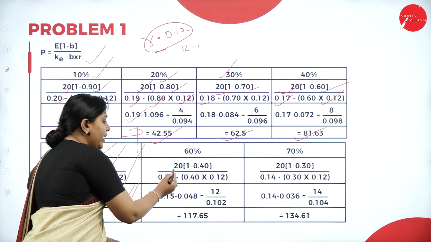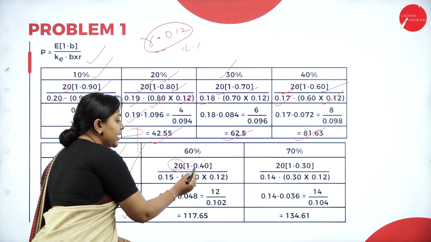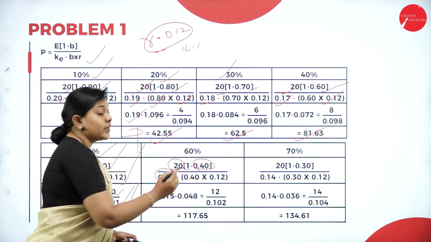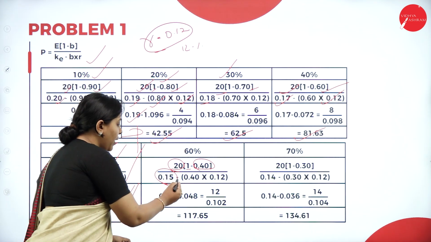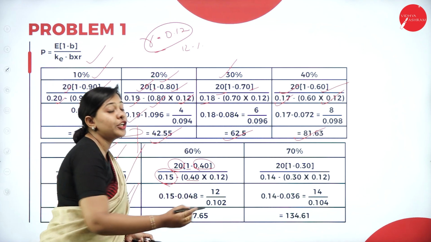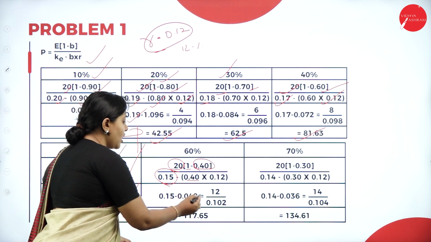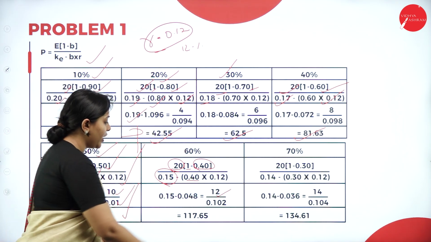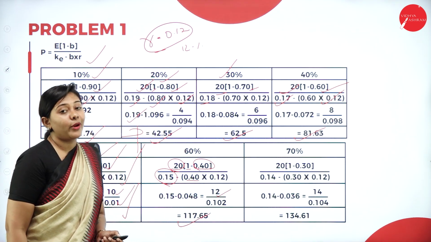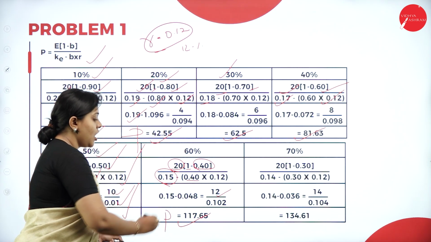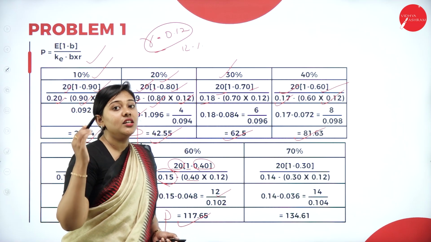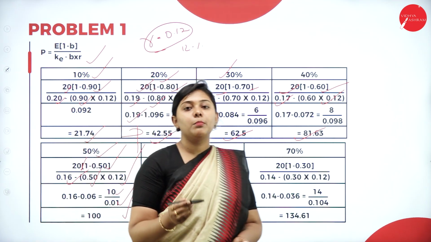So what is that? 20 is the earnings. 1 minus your retention ratio, your capitalization rate minus retention ratio into rate of return. The answer you get is 12 divided by 0.12, and if you substitute the value, the price of the share you get is 117.65. Moving forward, similarly, the 70% is the dividend payout ratio.